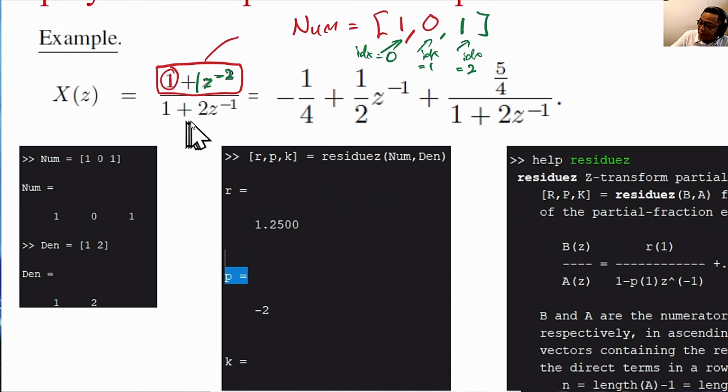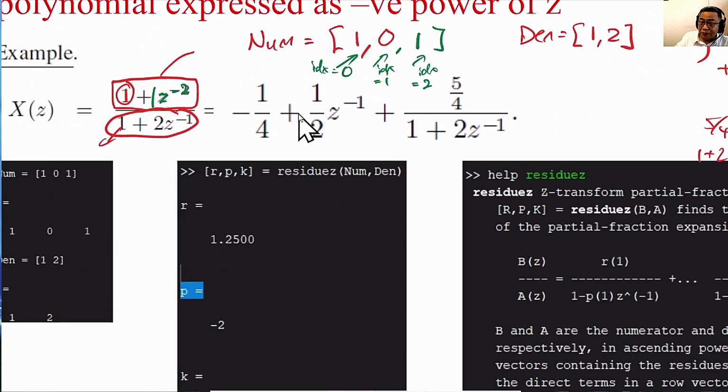What about the denominator? Now let's try the denominator. The denominator is equal to 1, 0, 2. The first one is for this one. There's no, I made a mistake, sorry. It should be 1 and 2, because 2 is for this 2 at index 1. So we have numerator 1 0 1, denominator 1 2.